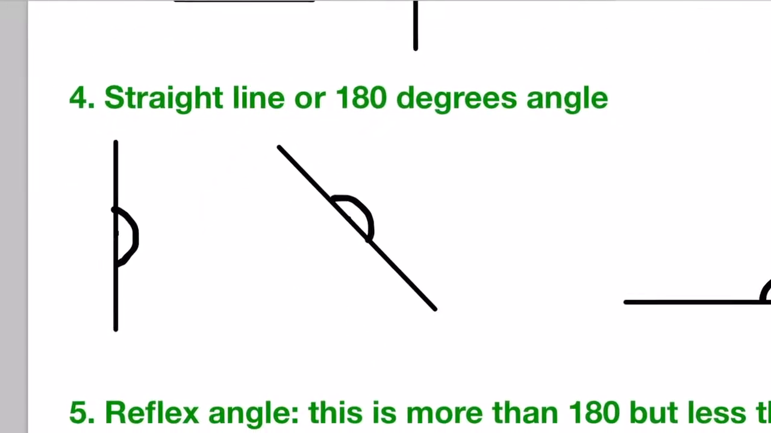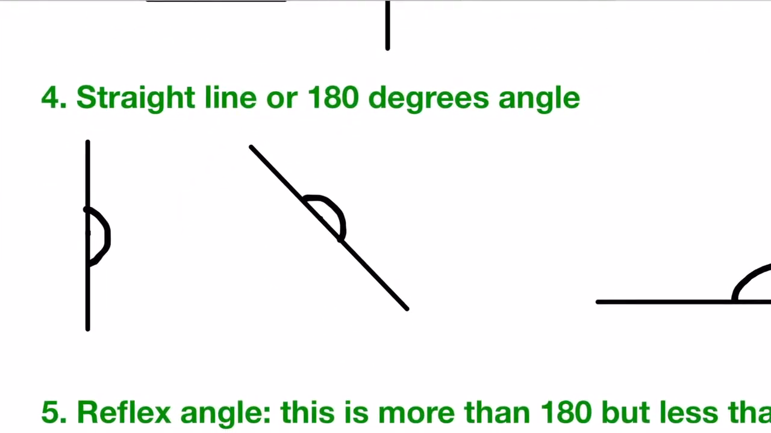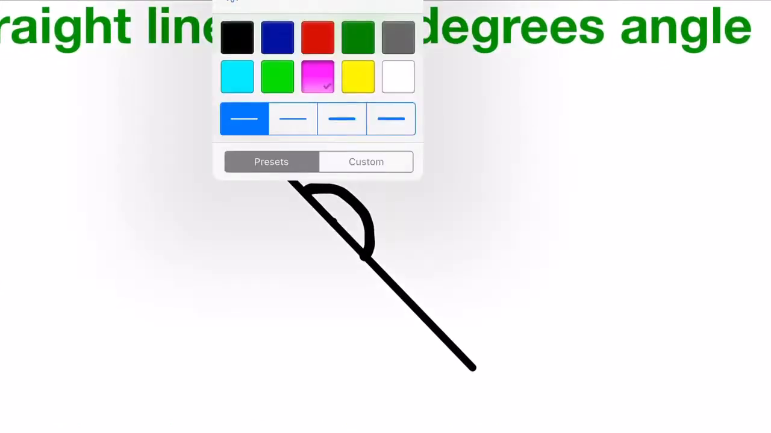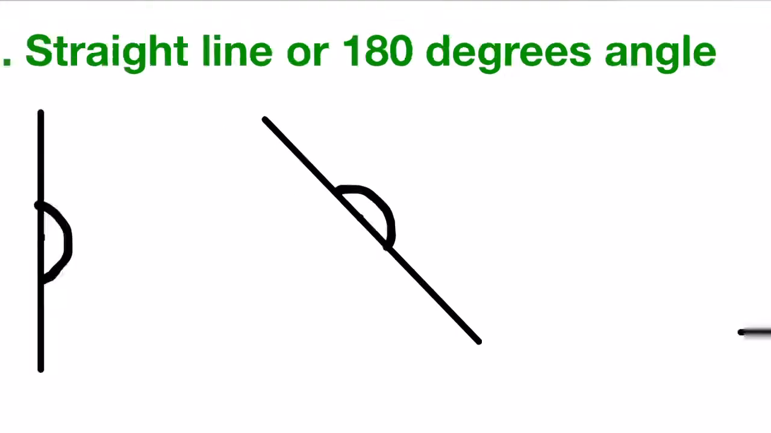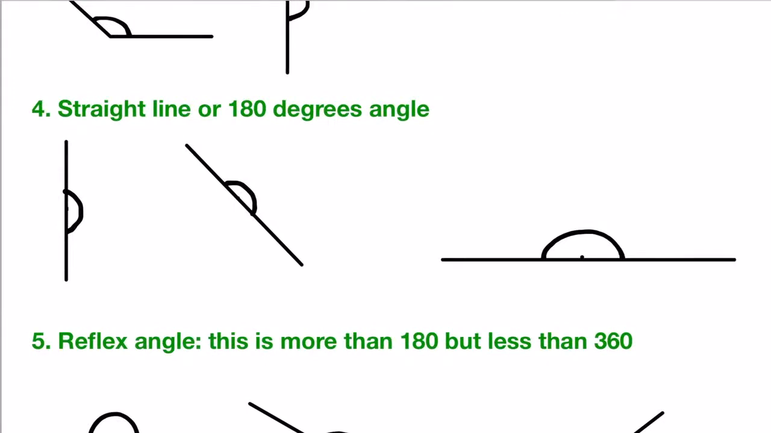So number 4, we have a straight line or 180 degrees angle, which is fairly simple. It's exactly 180 degrees. And it's very important that we put this point in here to show the pivot or where the 2 lines meet. You can now pause the video and take down the definition and examples for straight line angles.